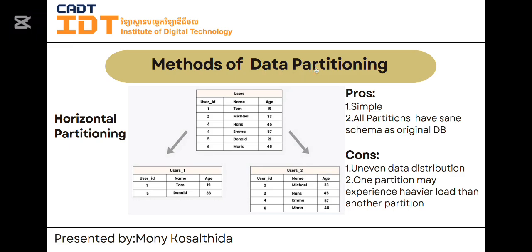The first method, and the most famous one, is horizontal partitioning. Horizontal partitioning means splitting a table by rows. Here the same table structure is kept, but different records are stored in different partitions. For example, users are divided into multiple tables, each holding a subset of rows. The advantage is that it is simple, and all partitions have the same schema as the original database, so it's easy to implement and understand.